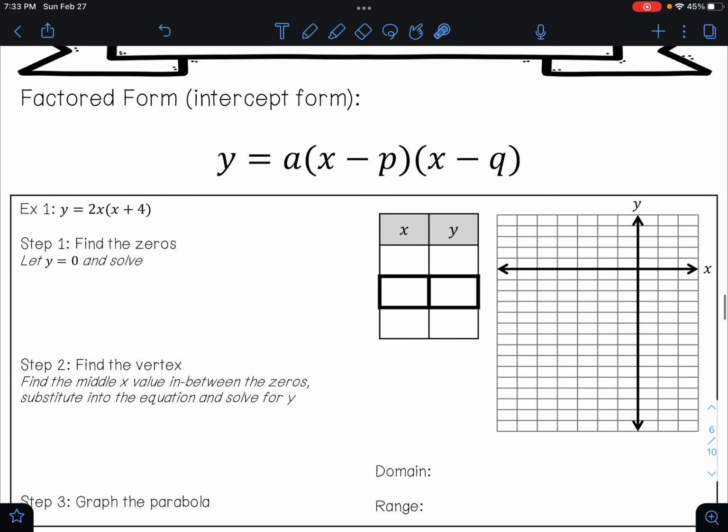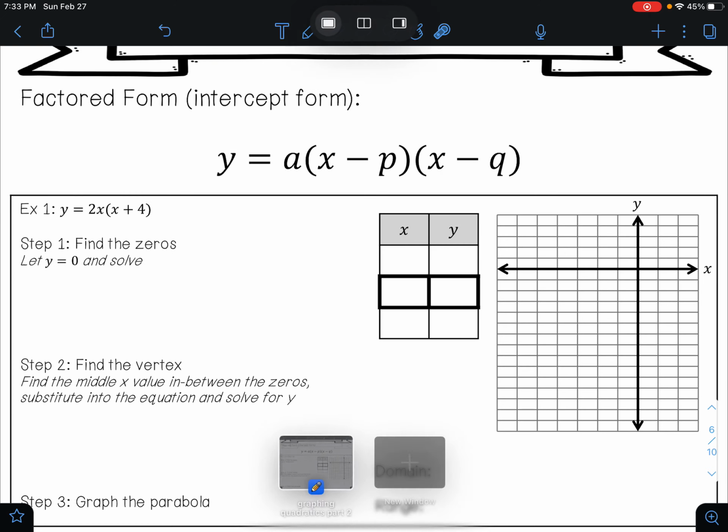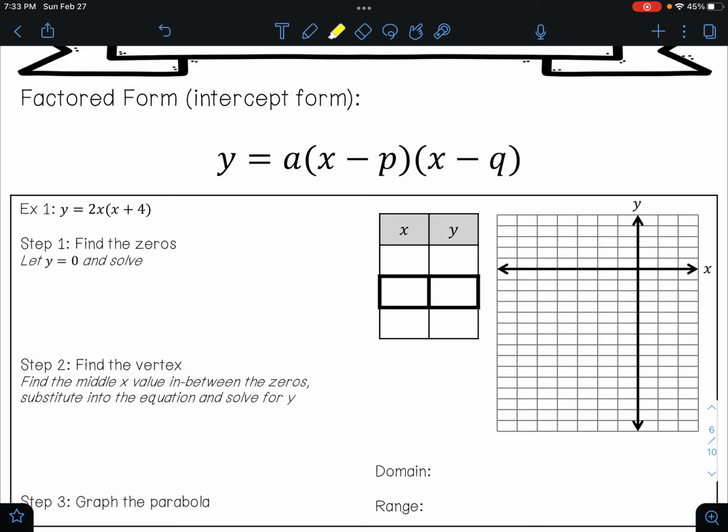Step 1 is to find the zeros. So remember, zeros is just another word for x-intercepts. Now this is really easy to do because it's factored. So we can just let y equal 0. And so we'll have 0 equals 2x times x plus 4. Again, I'm just getting this from this equation right here. We just changed y to be 0.